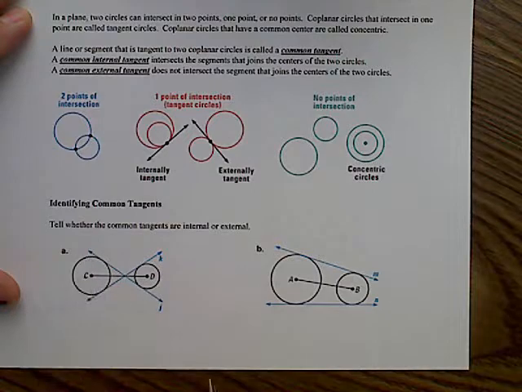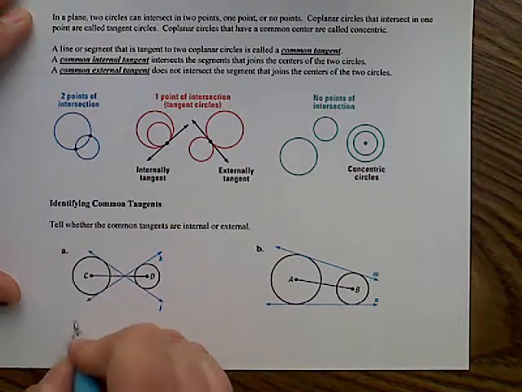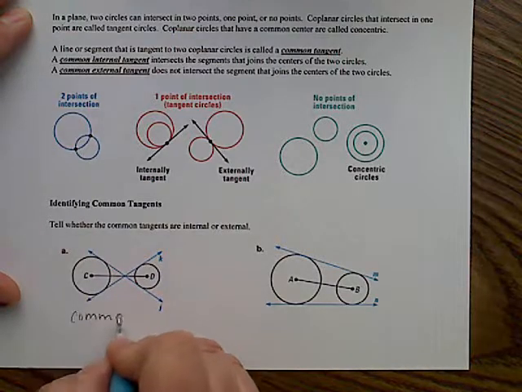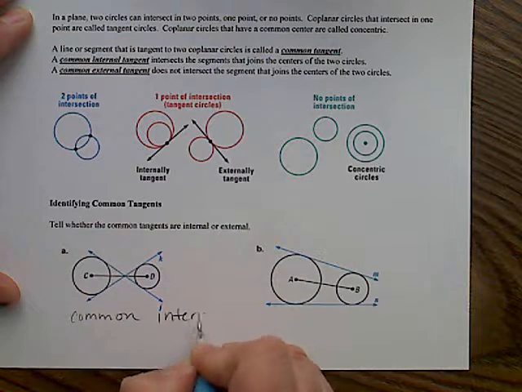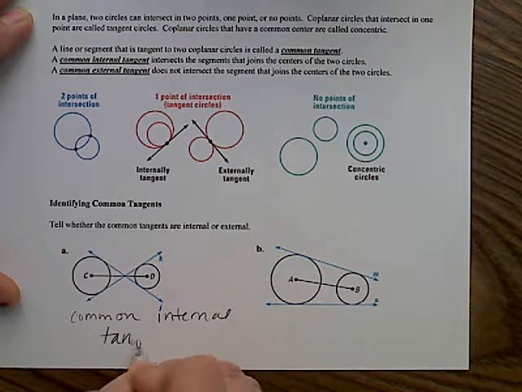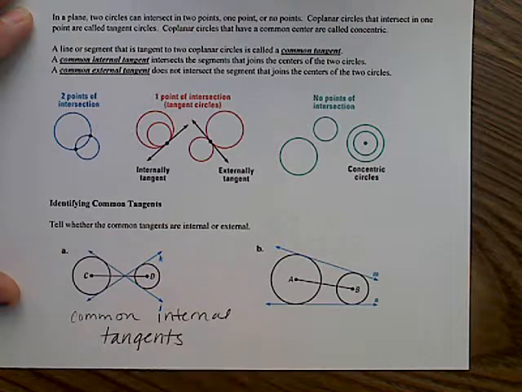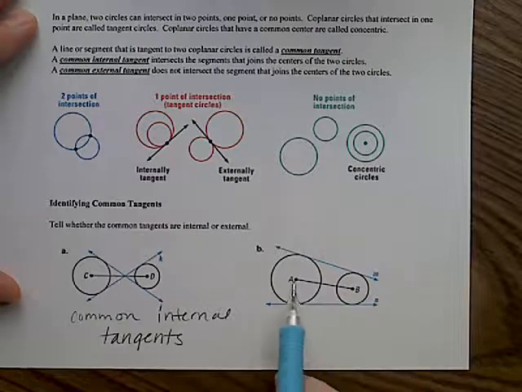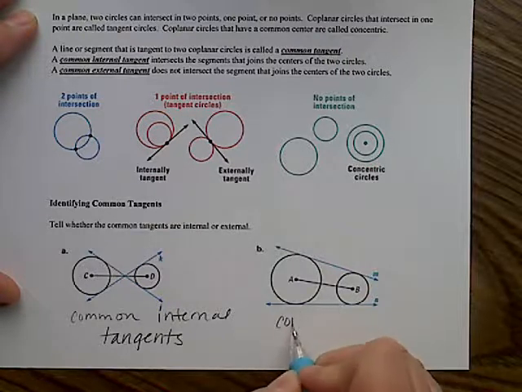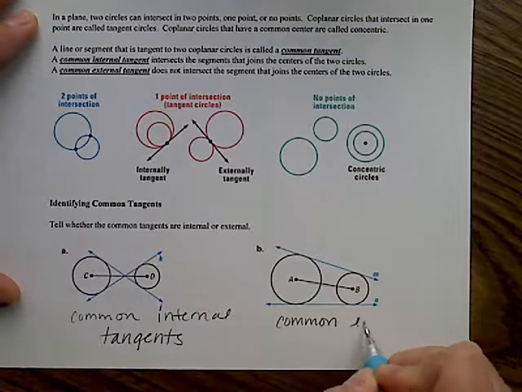Line K and line J intersect. So these would be common internal tangents. And then letter B is an example of two common external tangents. They do not intersect segment AB. So these would be common external.